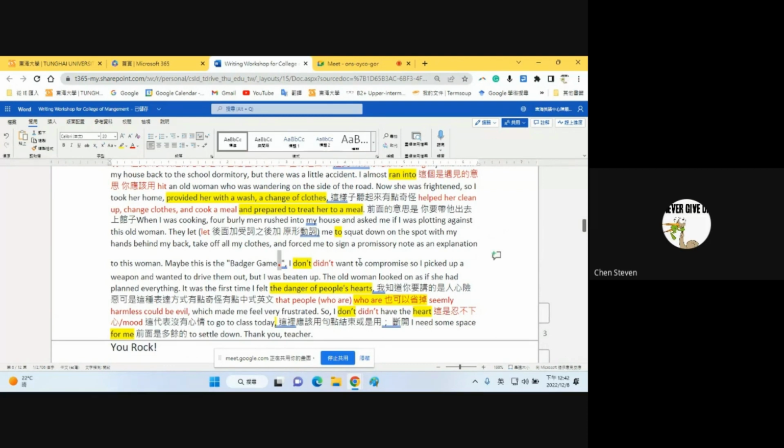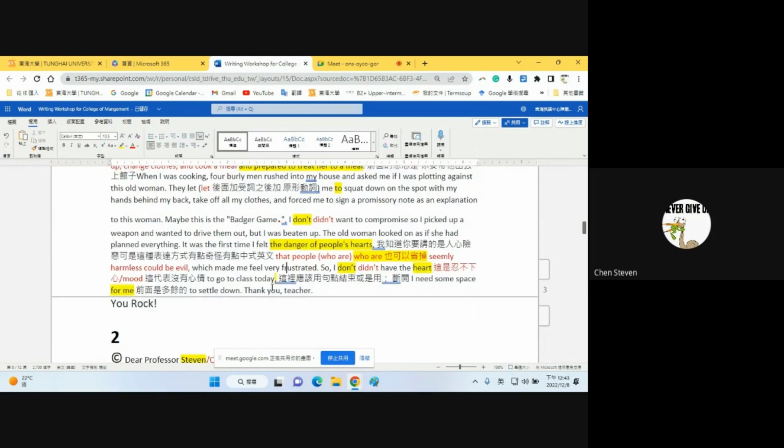And I didn't want to compromise, so I picked up a weapon and wanted to drive them out, but I was beaten up. The woman looked on as if he had planned everything. And it was the first time I failed. Now listen, 他讲的是 the danger of people's heart. And my comment, 我知道你要讲的是人心险恶，可是这种方式有点中式英文，应该怎么改成英文？"That people who are, this could be omitted, seemingly harmless could be evil." This is better.